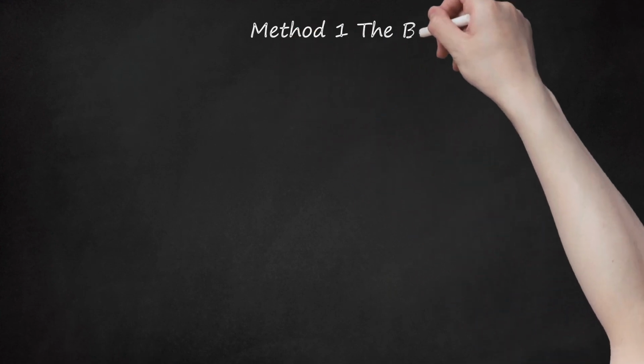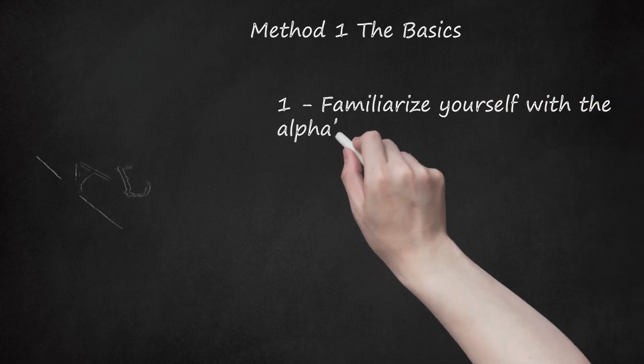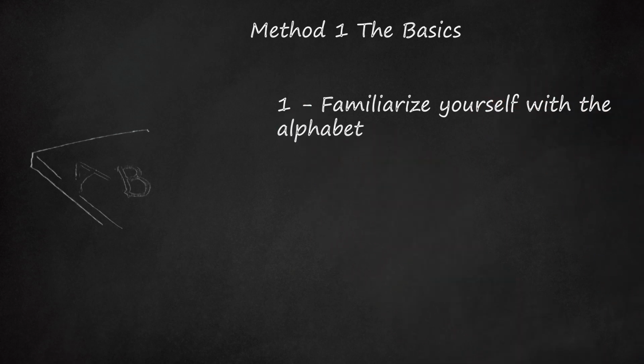Method 1. The basics. 1. Familiarize yourself with the alphabet. If you already speak English or any language with a Latinate script, you may think you already have the alphabet down. But language is constantly evolving, and while most things are the same, there are a few differences. J, V, and W don't exist. Well, not really, at least.